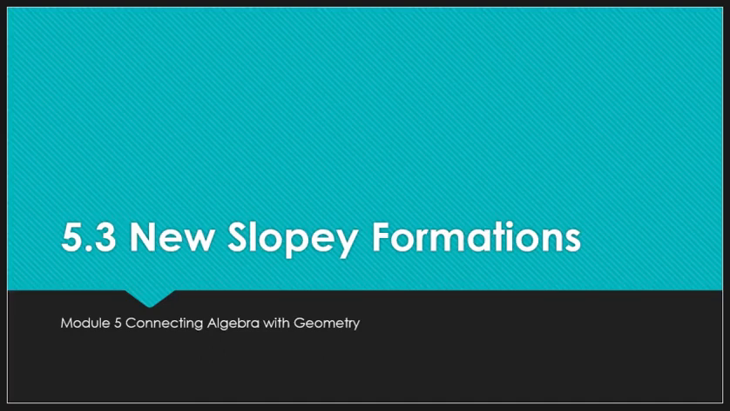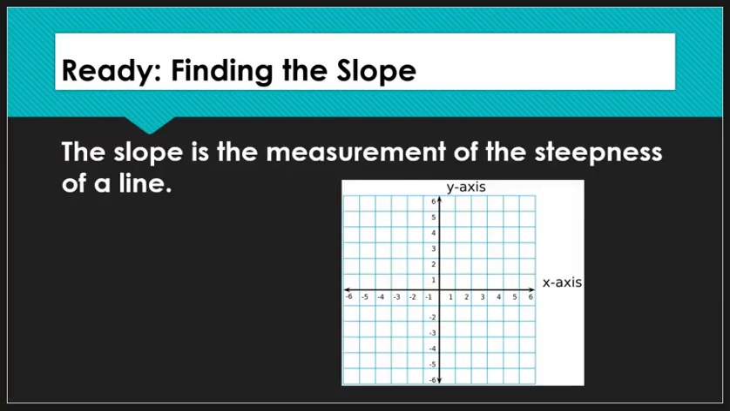In this video, I'm going to go over a few example problems that are similar to the Ready, Set, Go problems that come after task 5.3. In the Ready, we're going to talk about the slope, so finding the slope. The slope, remember, is a measure of the steepness of a line.